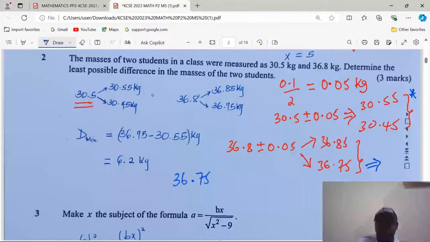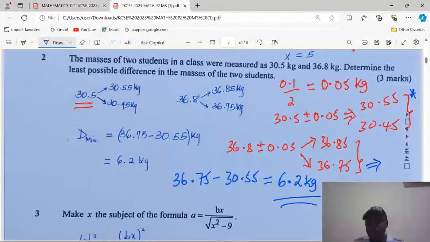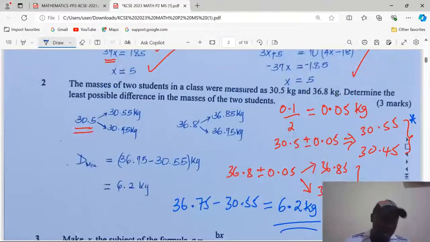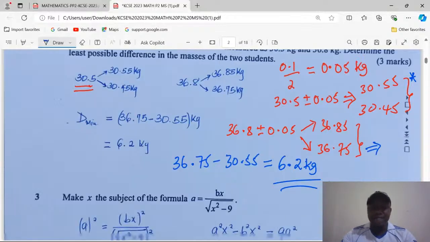And we subtract. This one will give us a difference of 6.2 kilogram, which is the least difference. In case you subtract anything else, you can get any other difference, but this one becomes the least.